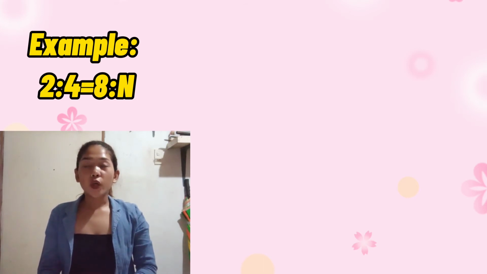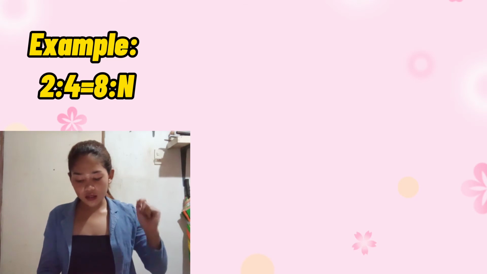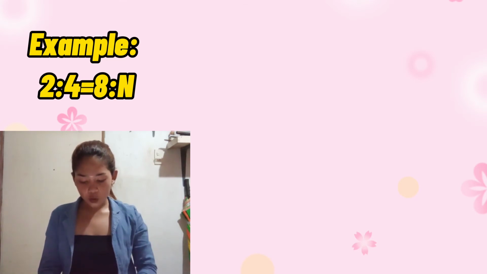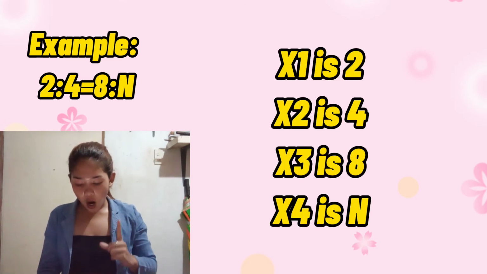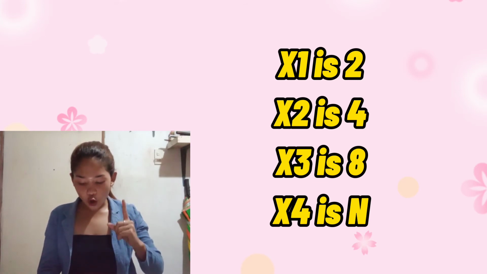So in inverse proportion, we must use the x sub 1, x sub 2, x sub 3, x sub 4. Okay? So, the x sub 1 is 2. The x sub 2 is 4. And the x sub 3 is 8. And the x sub 4 is n. Okay? And let's find the value of n.